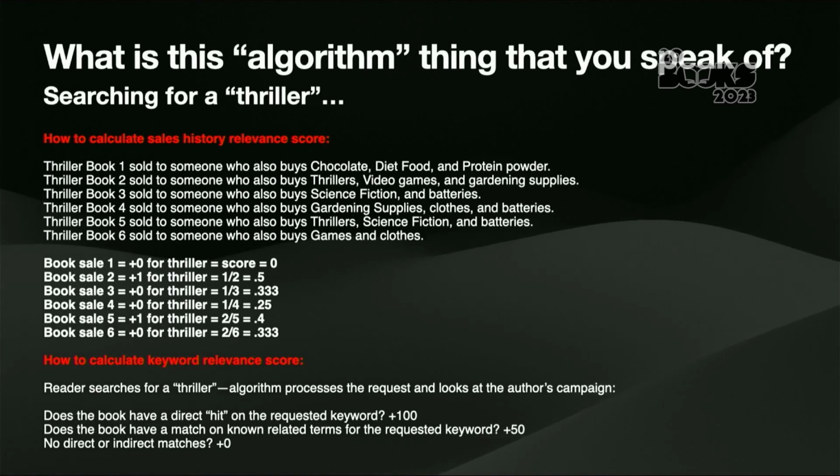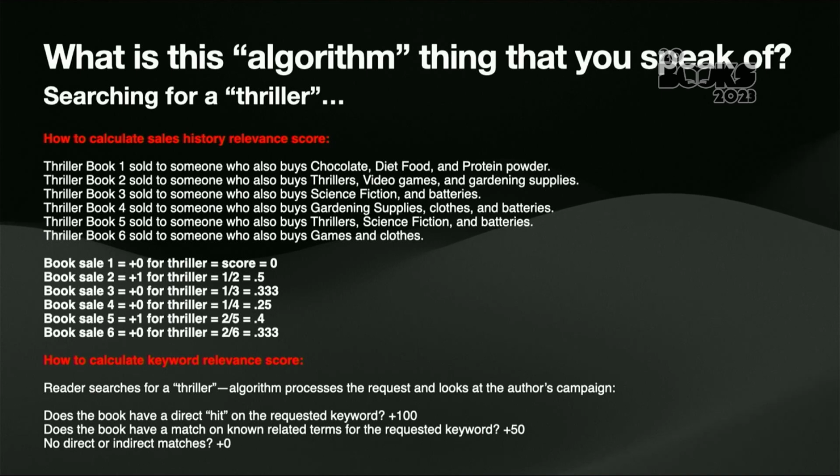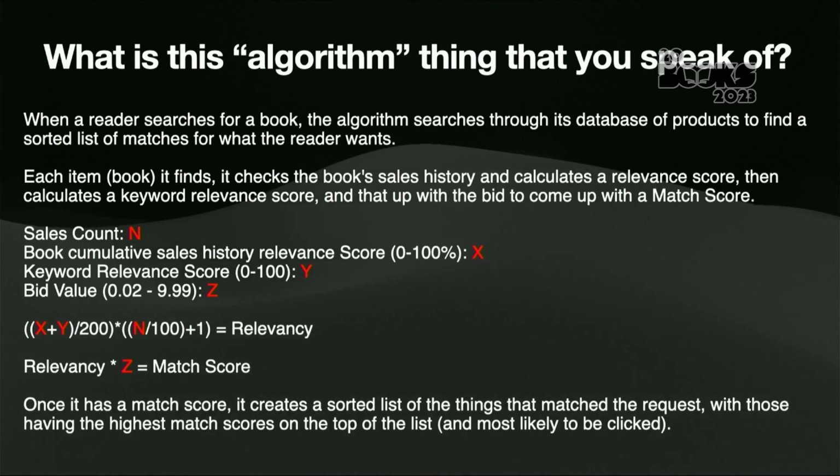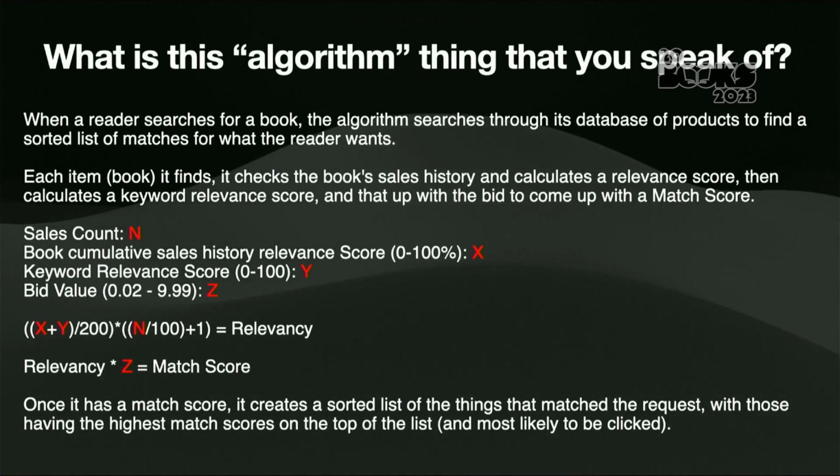Does the book have a direct hit? It's not important for this discussion, but for those who are going to read through the entire thing, I'm talking about how a formula would actually work when using this information. Now, imagine when a reader is searching for a book, it's looking through an entire database. Imagine yourself as the reader. I'm looking for a book. And each book it finds, it checks the book sales history, calculates the relevance score, calculates the keyword relevance, and that creates ultimately a match score.